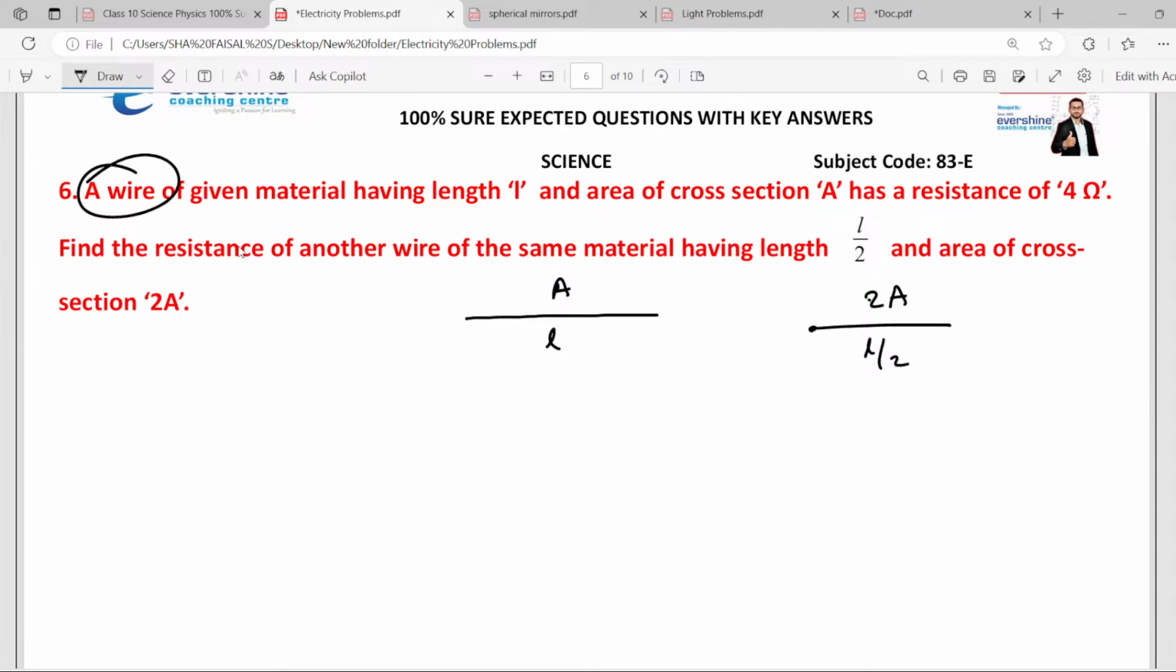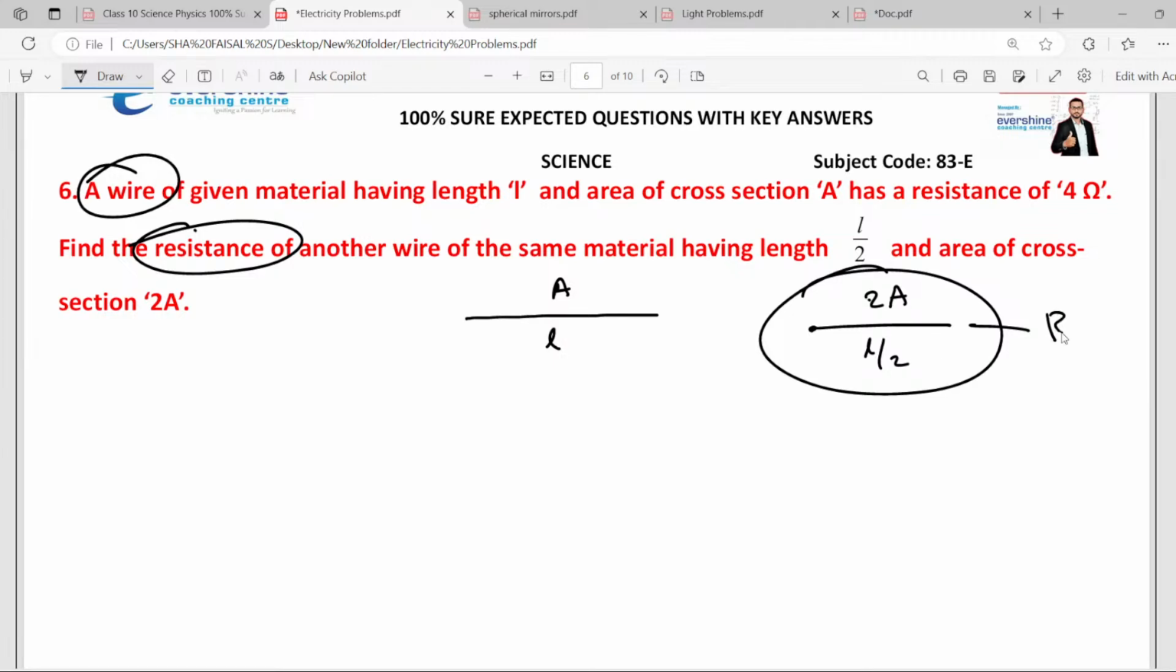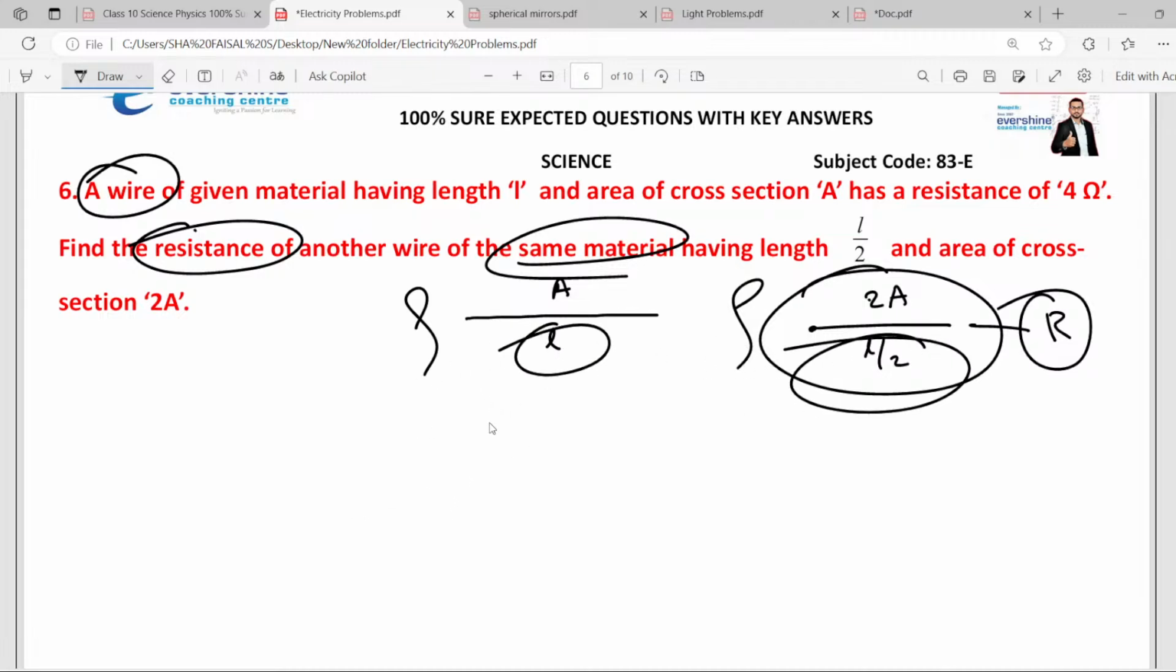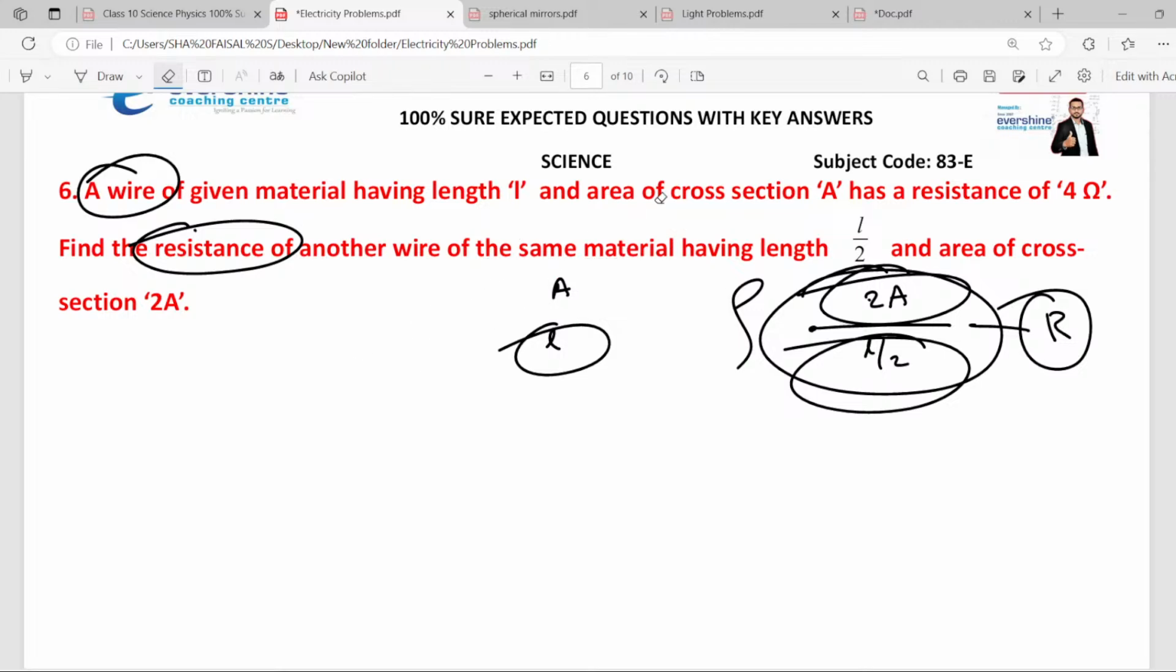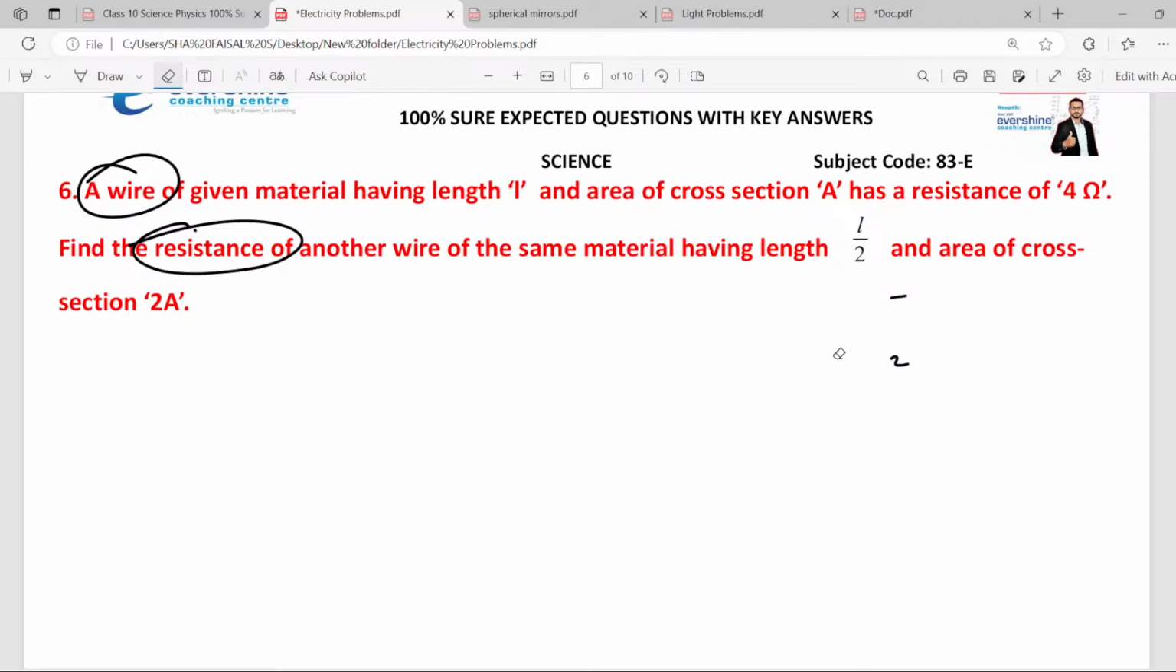Now what is the question they are asking? They are asking us to find the resistance of another wire. We have to calculate the resistance of this wire, which has the same material. It means the resistivity of this and the resistivity of this are both the same. Here length is L, here length is L by 2. Here area of cross section is A and here it is 2A. Simple? Let me solve this problem.